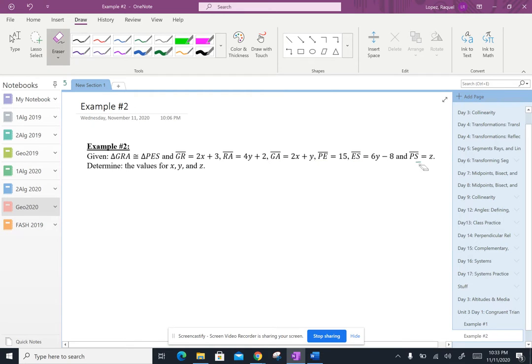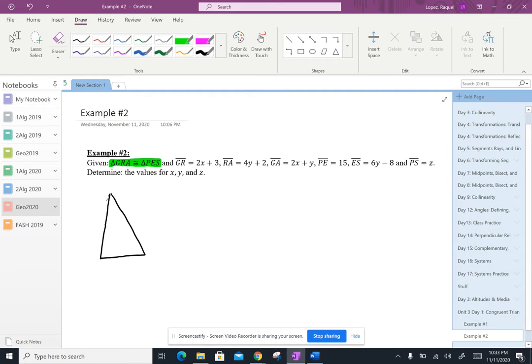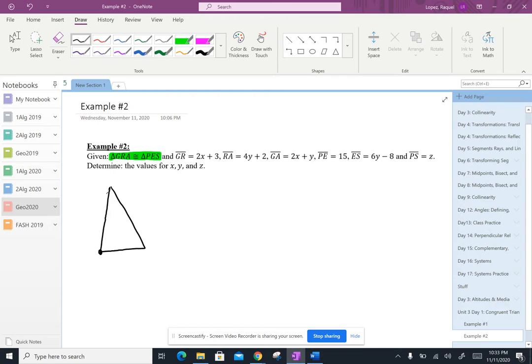Okay, guys, you've heard me say this before. If there is no diagram drawn for you, draw one for yourself. Let's start off with this statement. We're told triangle GRA is congruent to triangle PES. So let's draw two triangles, and I'm going to call this one GRA.